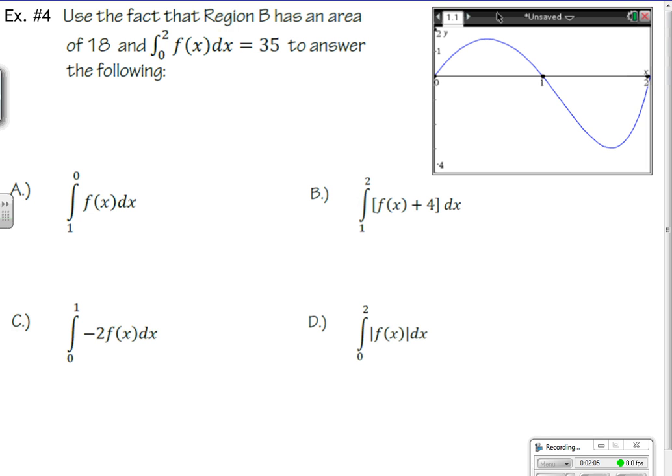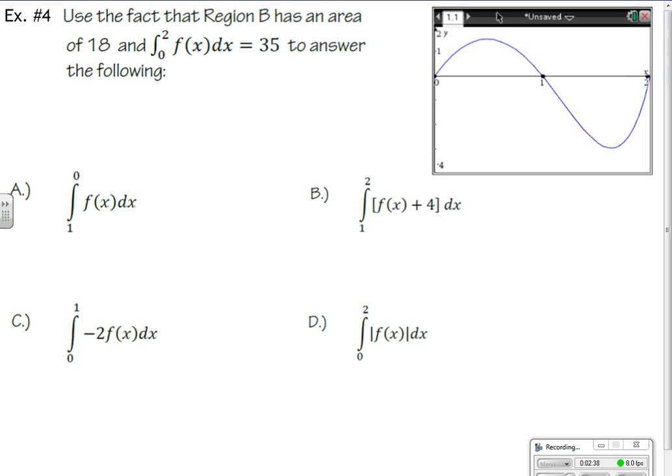Next, this one's a good thinking problem. It says use the fact that region B, and notice they don't show us which is region B, we have to conclude which is region B here, has an area of 18. And the definite integral from 0 to 2 of f of x dx has an overall value of 35. And we need to use those facts to help us answer the following problems. Well, I think the first thing I'm going to do is mark up my picture and try to figure out where is region B.